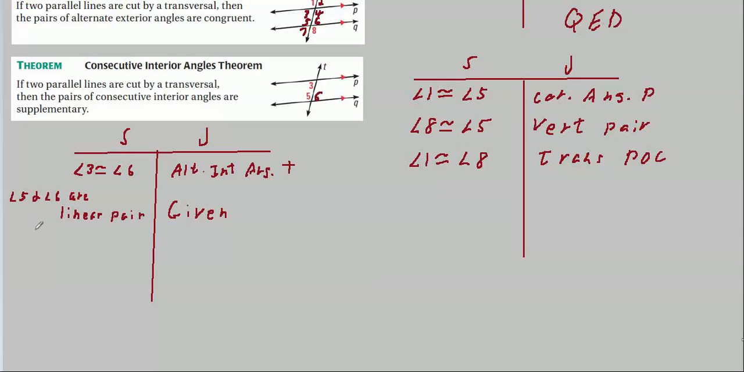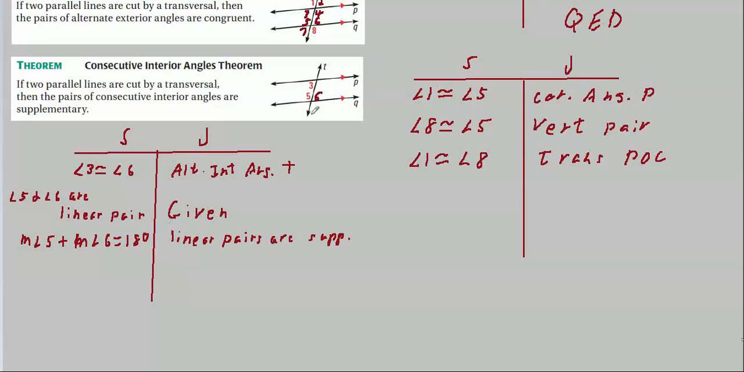But the next one we actually have to cite a theorem, and that is that the measure of angle 5 plus the measure of angle 6 equals 180. And that's from a previous section where we noted that linear pairs are supplementary. Linear pairs are supplementary. We proved that in a previous section.